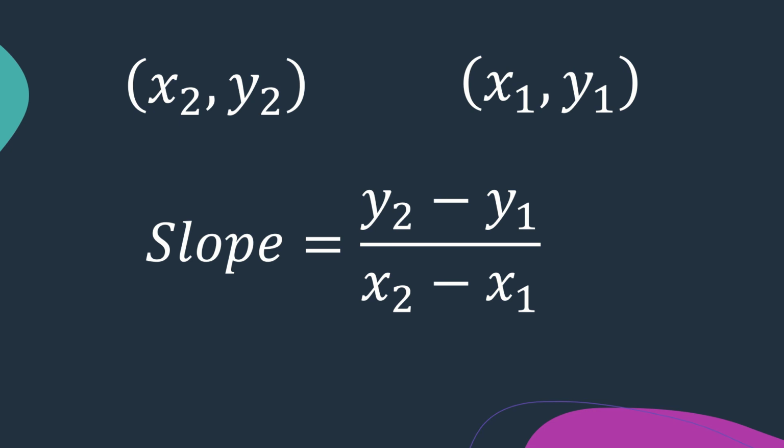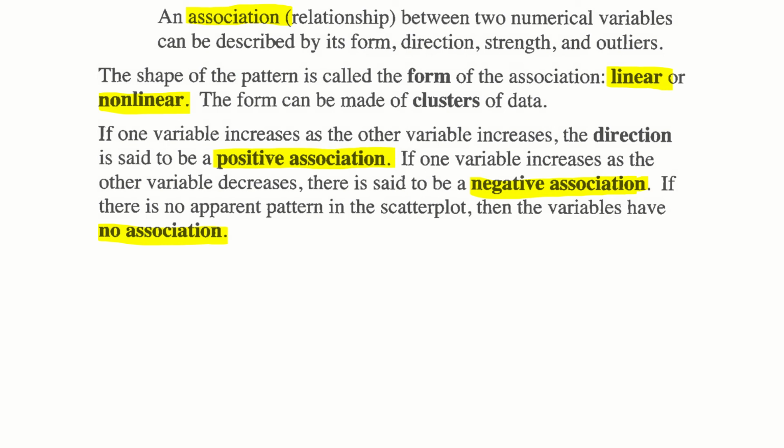And we're moving on. So the last thing I want to talk about today is this idea of an association between two sets of numbers. An association is a relationship between numerical values that can be described by a couple of things. It can be described by its form, its direction, its strength, and whether or not it has outliers. And we're going to talk about all four of these: form, direction, strength, outliers.